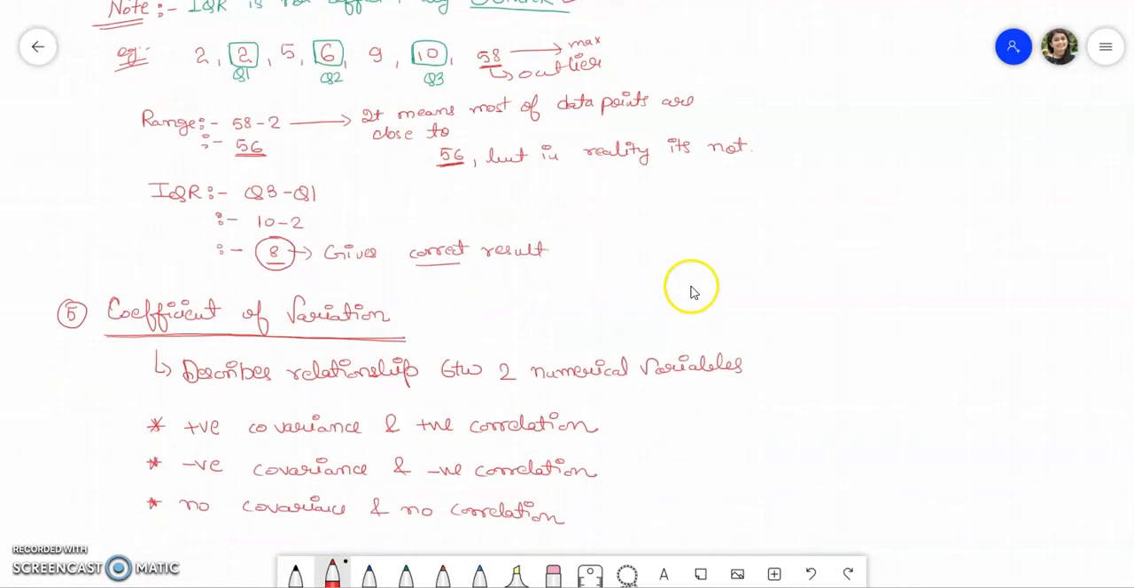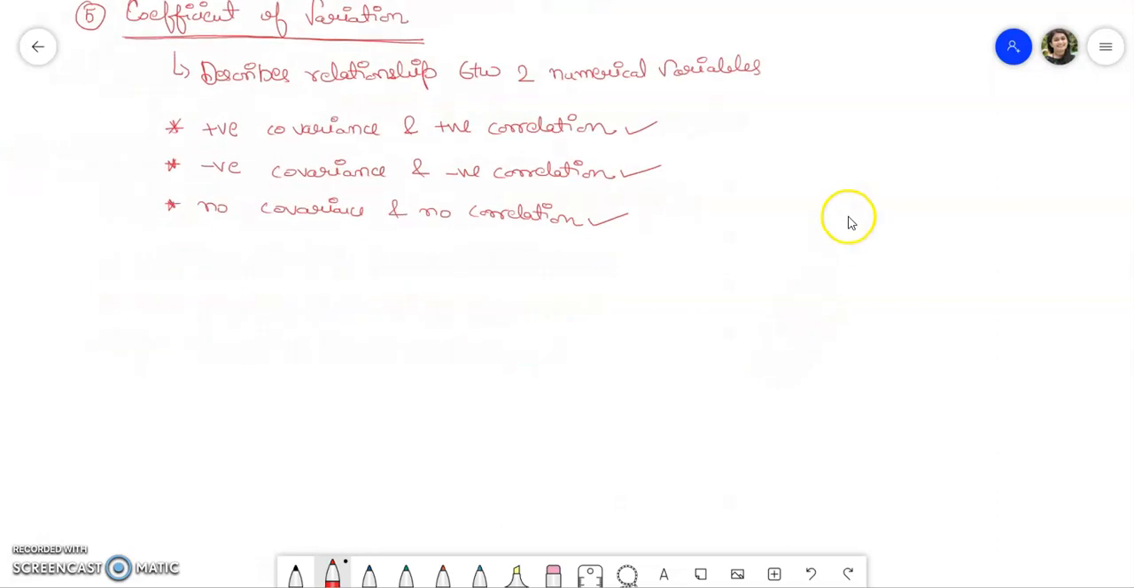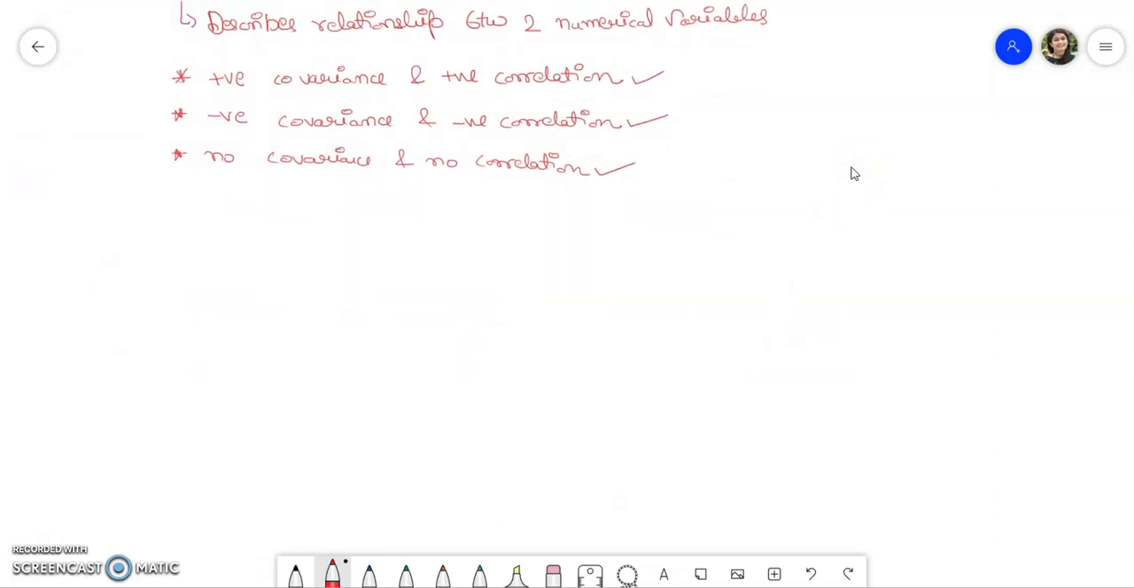The other one is the coefficient of variation. It describes the relationship between two numerical variables. It is of the following types: positive covariance and positive correlation, negative covariance and negative correlation, no covariance and no correlation. I'll explain this with an example. I have variable 1 and variable 2.